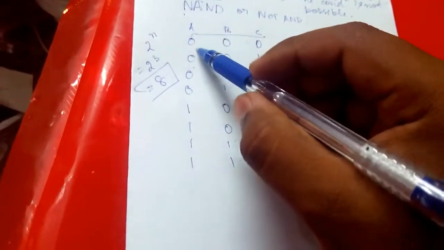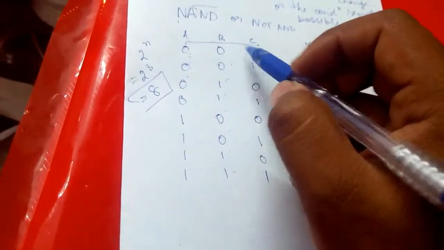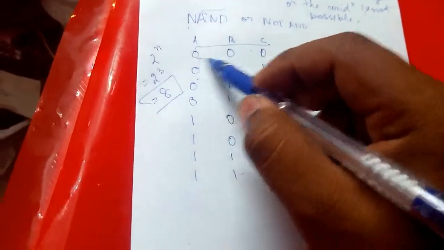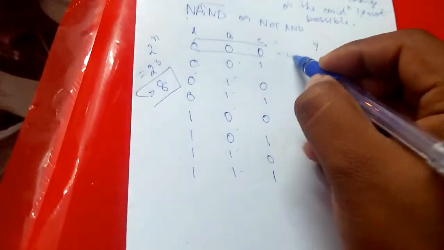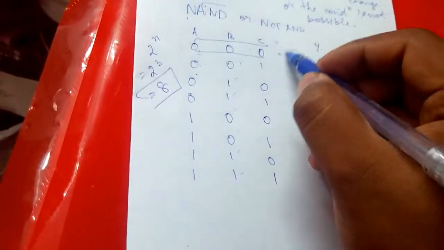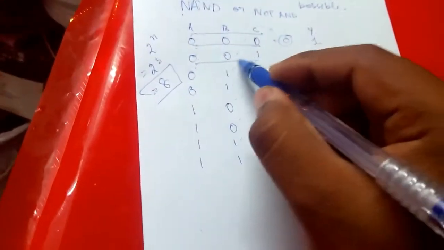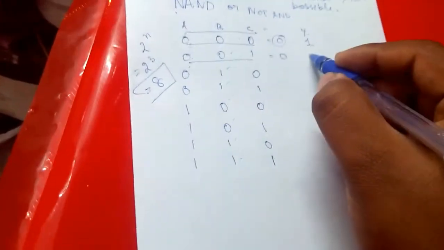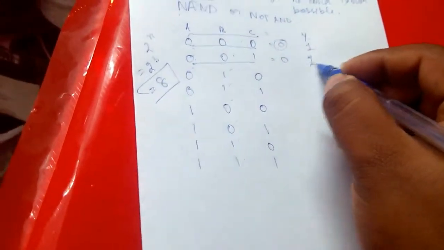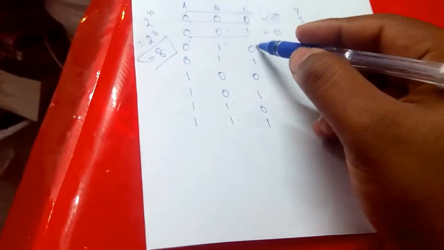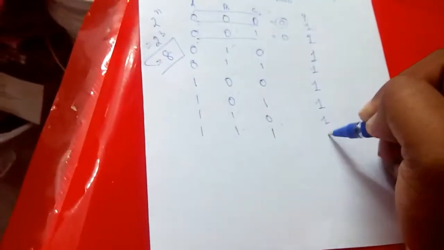So first we will find the AND gate for ABC, which would be 0, so not of 0 would be 1. The AND gate for this outcome would be 0, so the NAND would also be 1. Similarly, we can find up till this: 1 1 1 1 0.